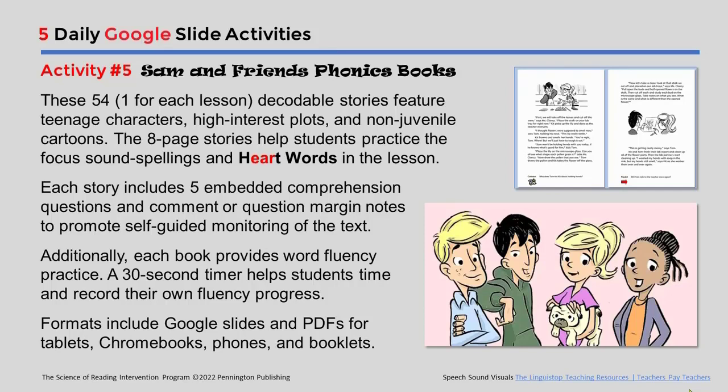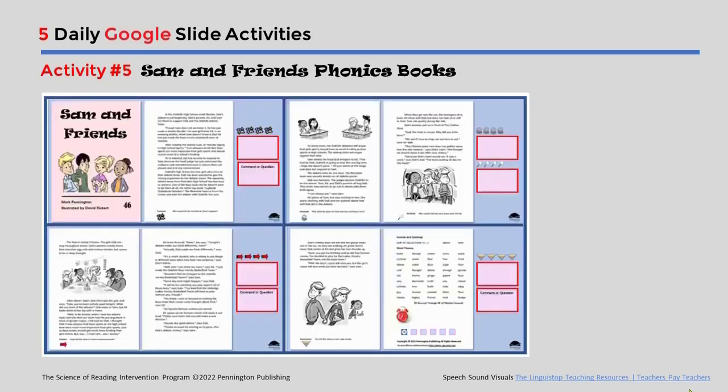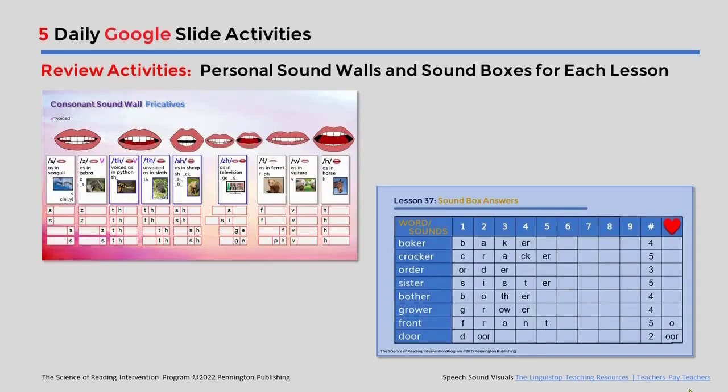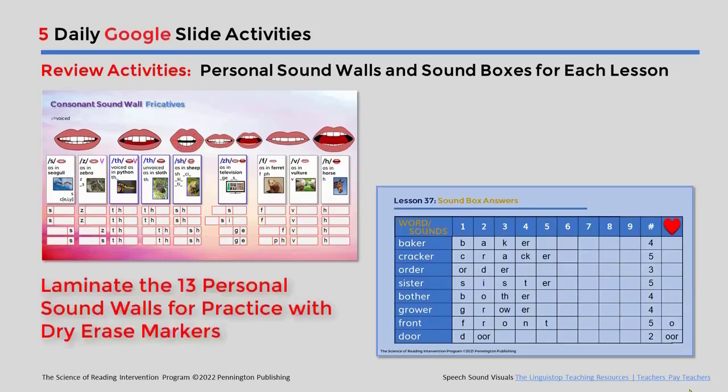The comment or question margin notes and the summarize, connect, rethink, interpret, and predict comprehension questions promote text-based discussions, and the 30-second word fluencies build sight word automaticity. Students complete personal sound walls and sound boxes to review the week's focus sound spellings and heart words.